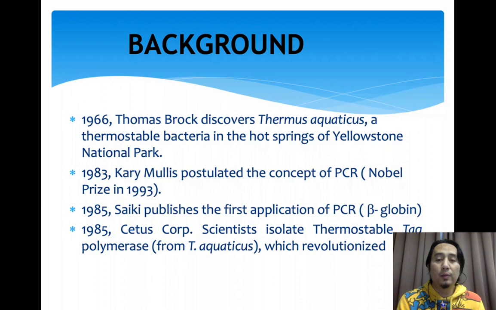So when Kelly Mullis first invented PCR, they have to introduce DNA polymerase on each cycle, because when he put DNA polymerase in one cycle, so DNA polymerase will be denatured because of high temperature. So even though during that time the PCR is really a good inventions of biotechnology, but then it have a drawback because of the DNA polymerase cannot withstand the high temperature.